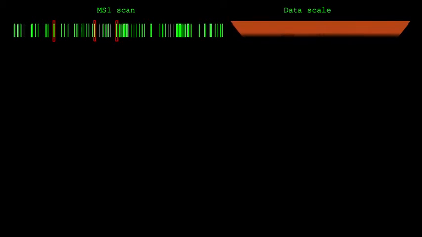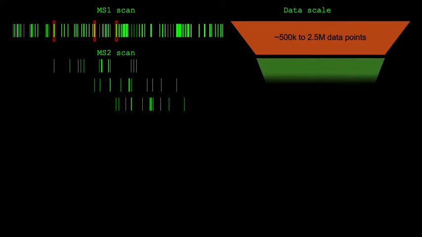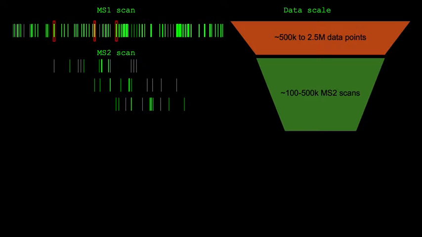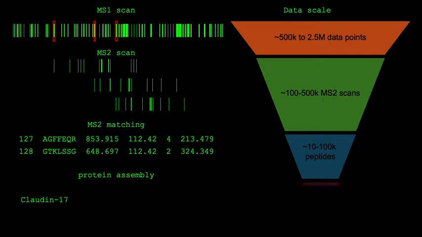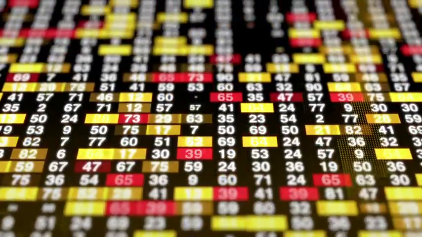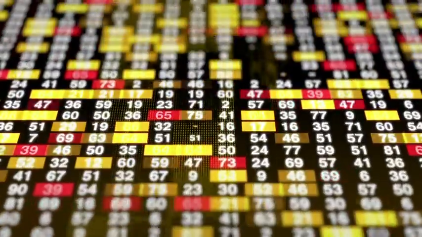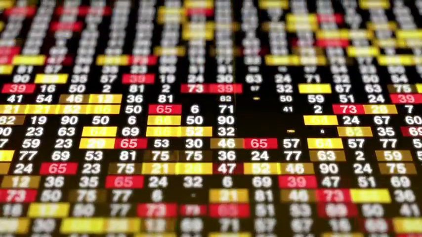Working with MS1 scan data also dramatically increases data scale because only a small percentage of the features detected in MS1 scanning are selected for MS2 scans. MS1 scan data contains information upon millions and millions of data points, whereas this is reduced to tens of thousands of data points in MS2 scans. In proteomics, MS2 data points, the peptides, are combined to generate data on thousands of proteins.